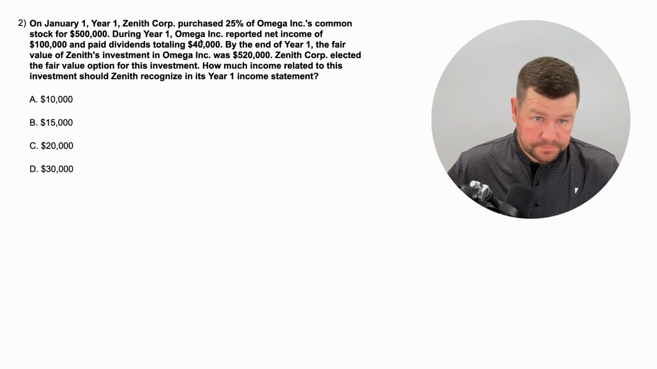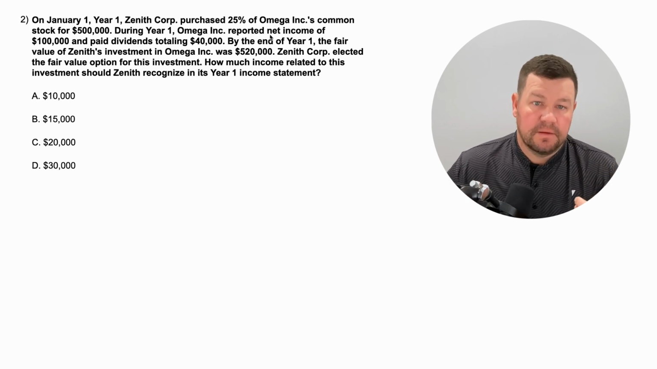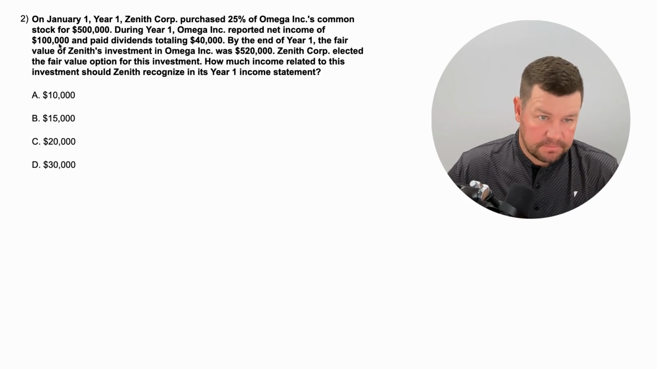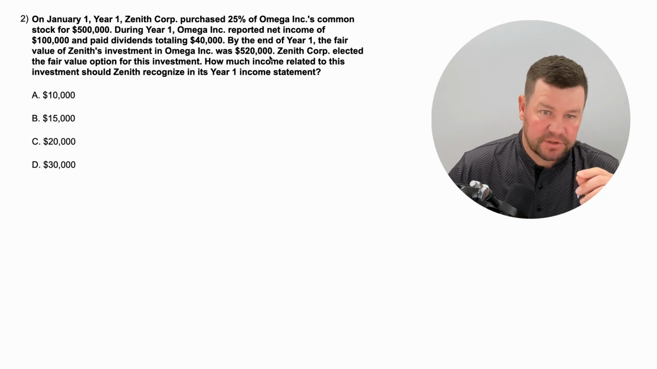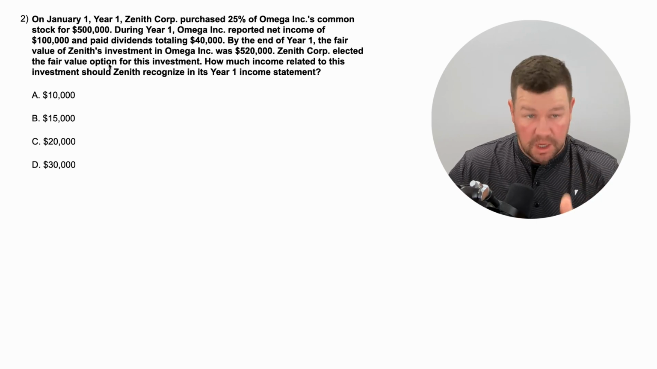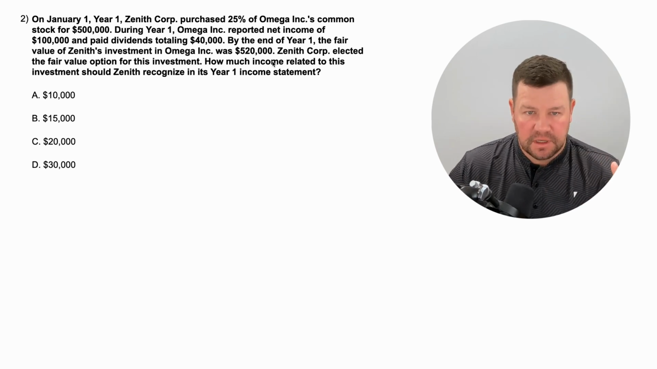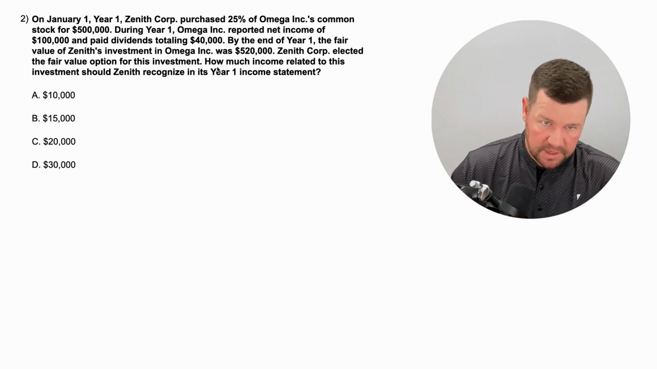During year 1, Omega, the investee, reported net income of $100,000 and paid dividends totaling $40,000. By the end of year 1, the fair value of Zenith's investment in Omega was $520,000. So Zenith Corp elected the fair value option for this investment. So how much income related to this investment should they recognize in their year 1 income statement?